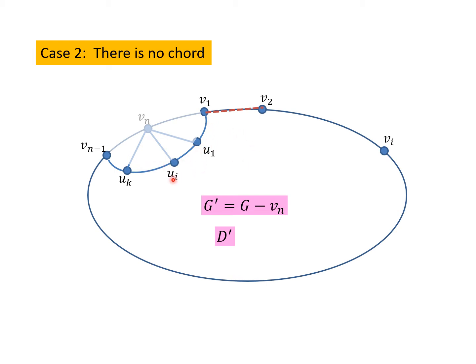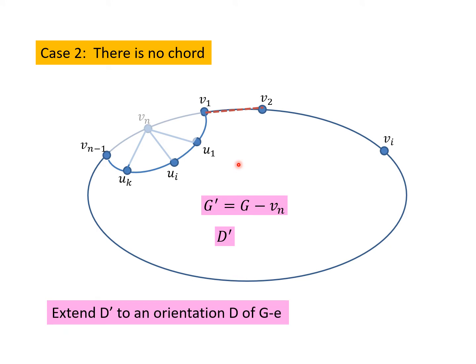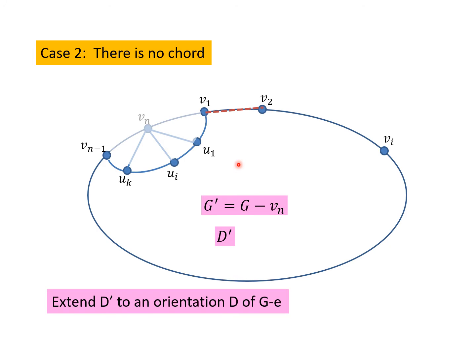We get an Alon-Tarsi orientation of this subgraph, which satisfies the boundary out-degree condition. Then we extend this orientation D prime to an orientation of G minus E. So this is an orientation of G prime minus E, not G, it's minus E. We extend it to an orientation D of G minus E. How do we extend it? We just need to orient the edges incident to Vn.